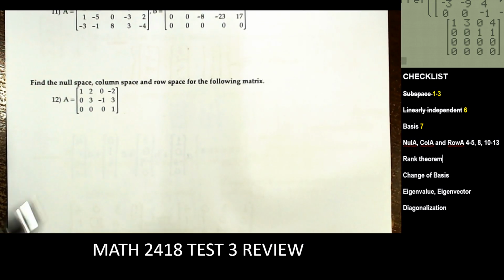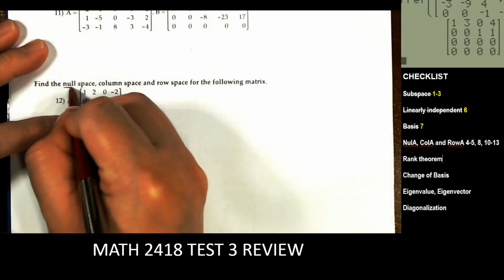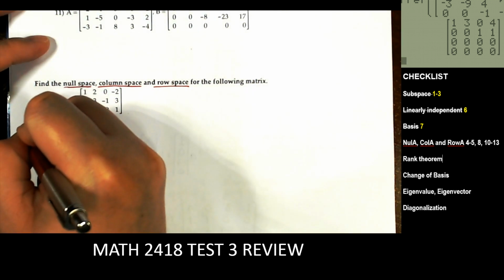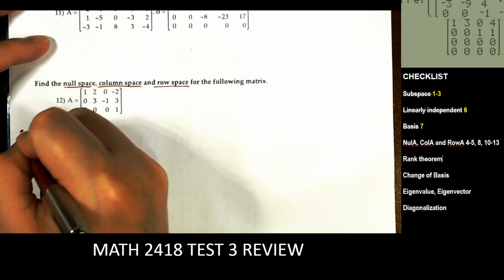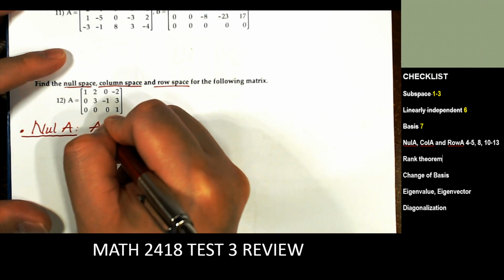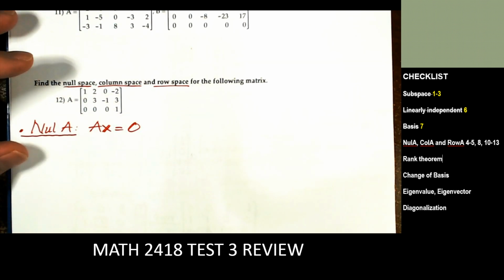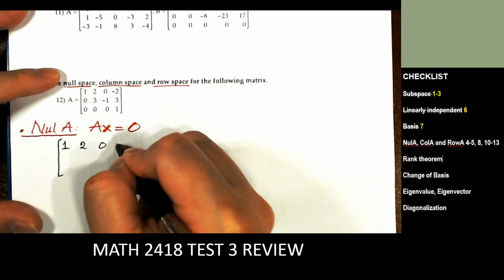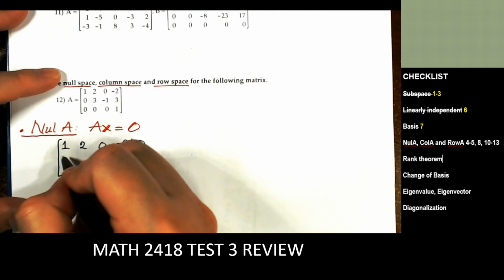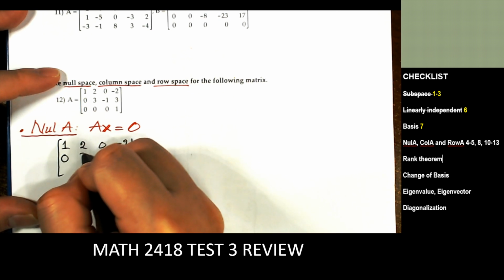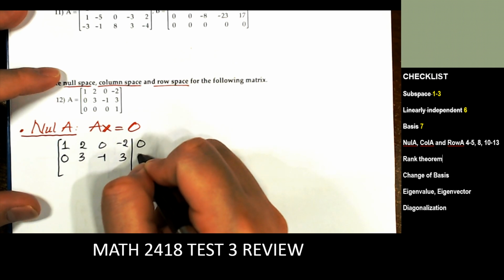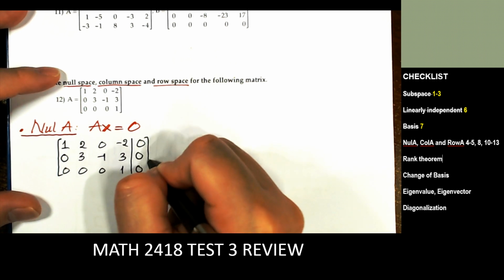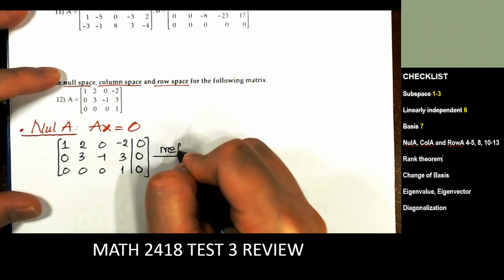Let's look at 12. This problem, by the way, you will see this kind of problem: we find the null space, column space, and row space. Right. So first, the null space of A. That is where we solve the homogeneous equation. So we put in the augmented matrix. This matrix is in row echelon form already, but we will do the reduced row echelon form here.